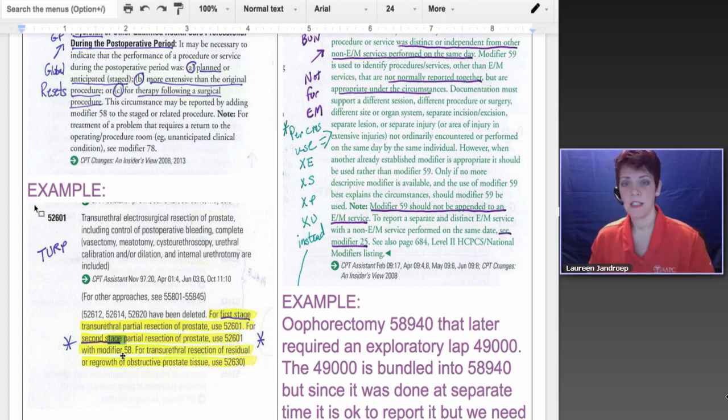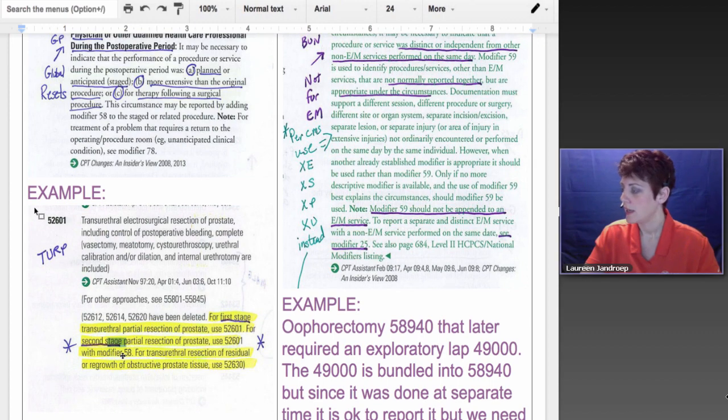So that's the idea. Another example could be cleft palate repair, where they can't fix it all in one operative session. They'll do phase 1 and then they'll come back and do phase 2. And phase 2 is normally within the global period of phase 1. So let's say it's 90 days and they're coming 45 days after and doing the second stage. That's when you would use a modifier 58 to get it in through the door.